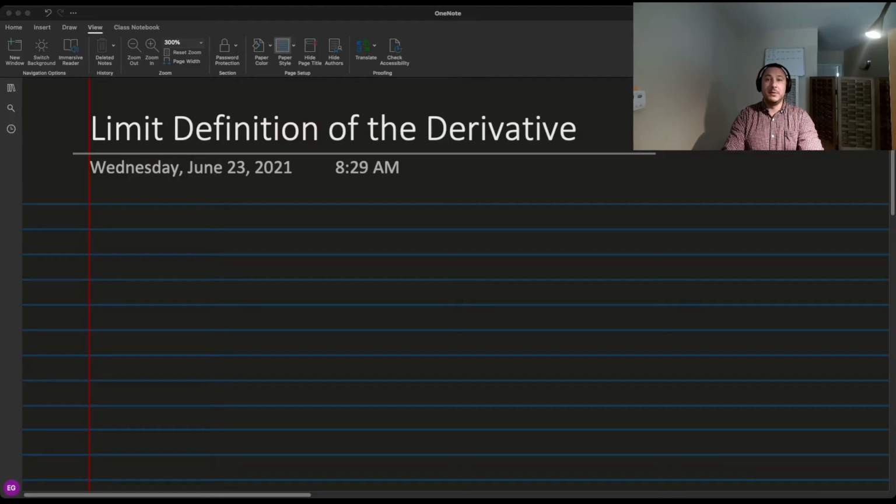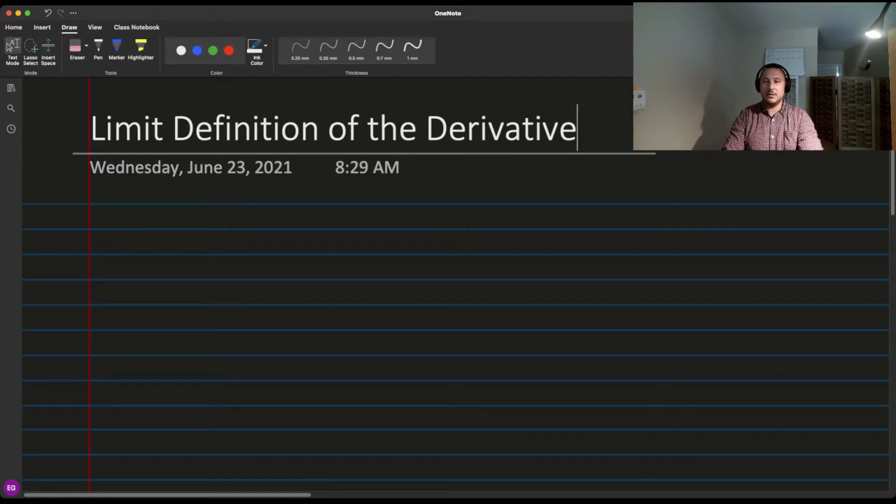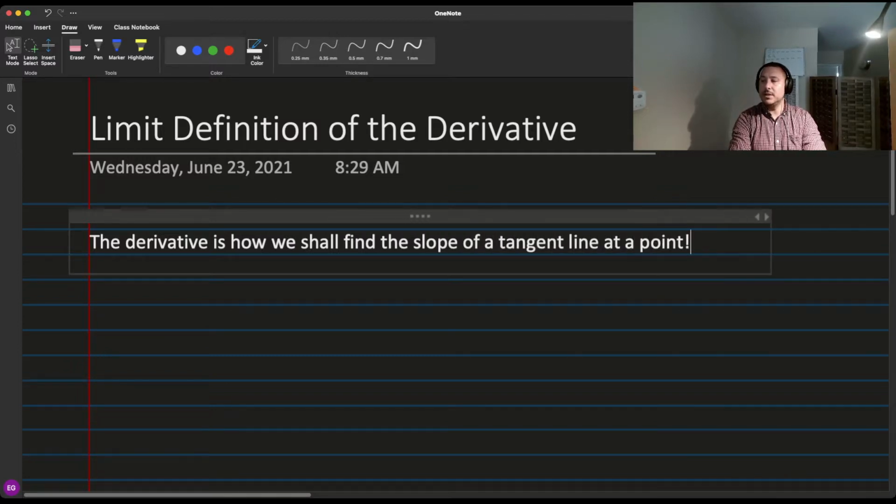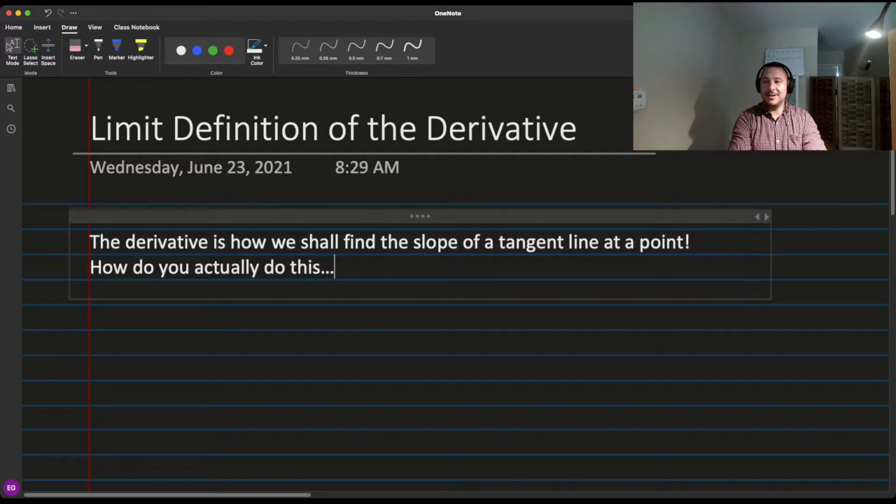So let's go into writing mode. Okay, my bad, don't know what happened. There we go. Okay, cool. So let's just type what I said onto the screen here. The derivative is how we shall find the slope of a tangent line at a point. Okay, but the question is how do you actually do this? It involves limits.